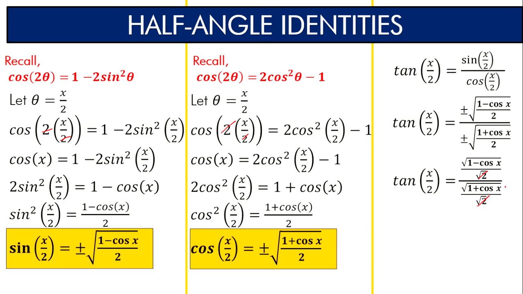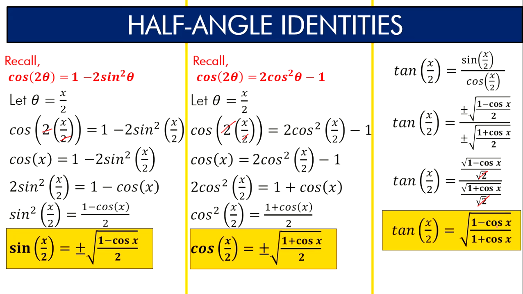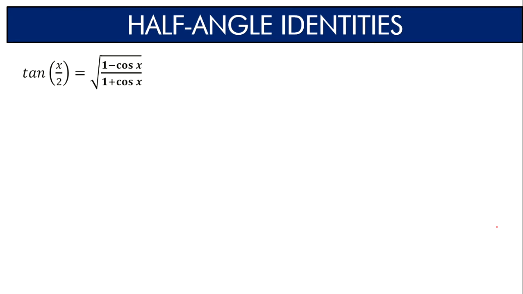If we use the reciprocal of this, if we use the multiplication here, the square root of 2 is cancelled. In this case, we'll have the square root of 1 minus cosine x over the square root of 1 plus cosine x, or simply, the square root of 1 minus cosine x over 1 plus cosine x. So this is the half angle identity for the tangent.